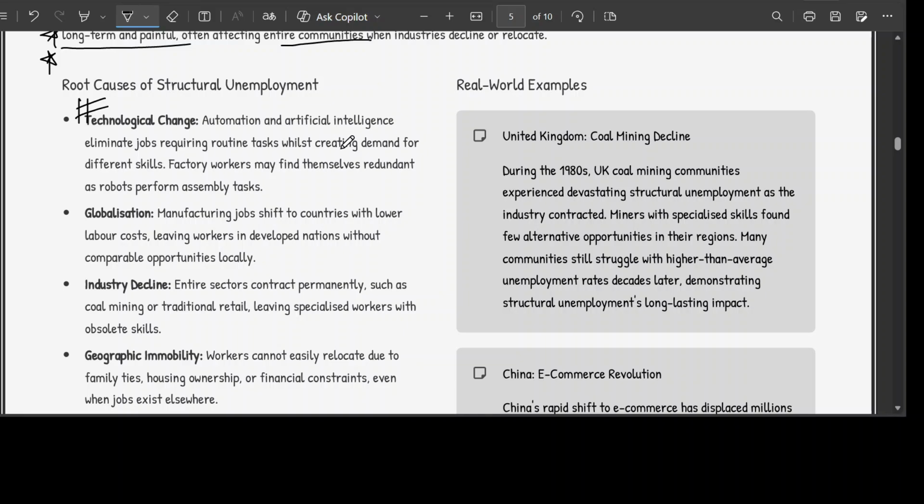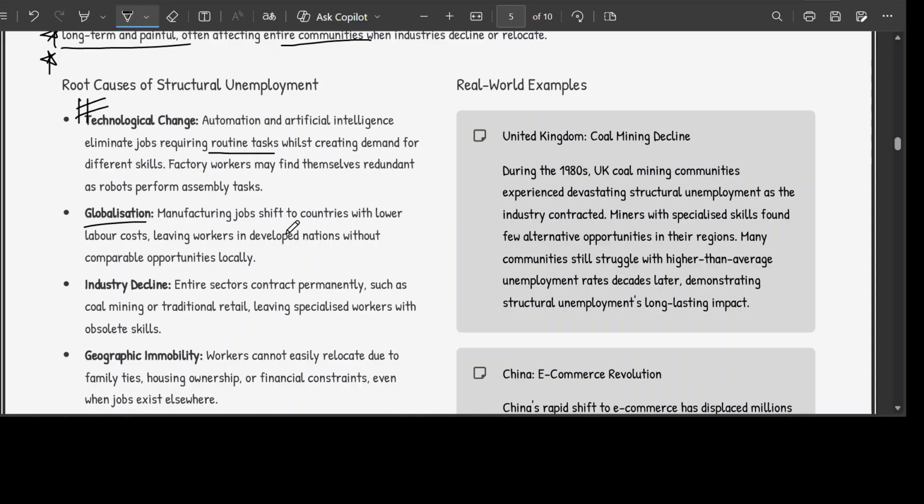One of the causes responsible for structural unemployment is technological change. Because of the advent of AI and automation, certain routine tasks are eliminated, and workers find it very difficult to perform their tasks because robots can do that task in a very small amount of time.